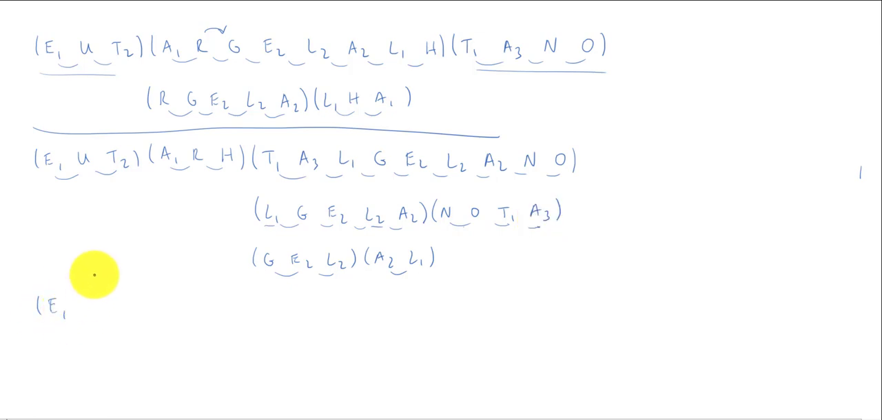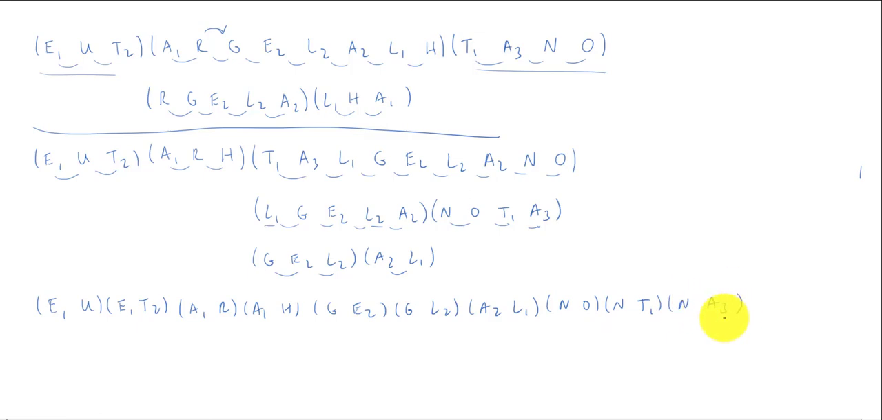Now I want to write this down using the other way of breaking up cycles into transpositions that we saw last time. Again, it's not giving you the same cycle, but it will work in total for moving these puzzles around. So we have E1U, E1T2, and then A1R, A1H, GE2, GL2, A2L1, and then we have NO, NT1, NA3. If you want to see, we could head over to wafflegame.net and check that this works.